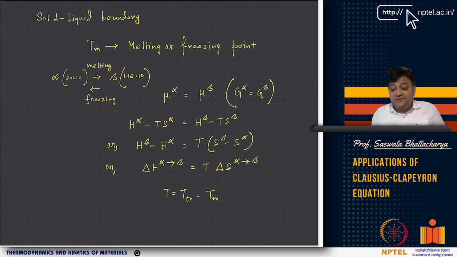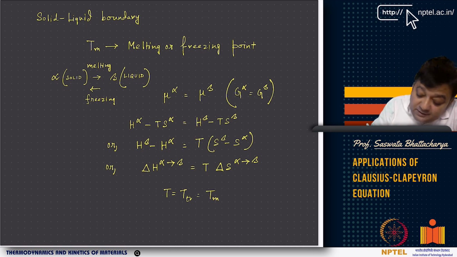Now let us think of the solid-liquid boundary. At the solid-liquid boundary, at different pressures you will have different melting or freezing points. You can call it either melting point or freezing point, because it is a reversible thing. Say alpha is solid and beta is liquid: if solid transforms to liquid, it is called melting, and when liquid transforms to solid, it is called freezing.